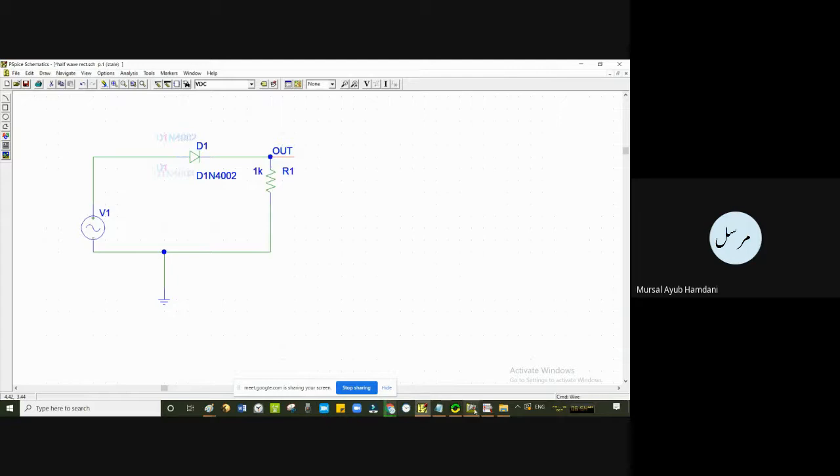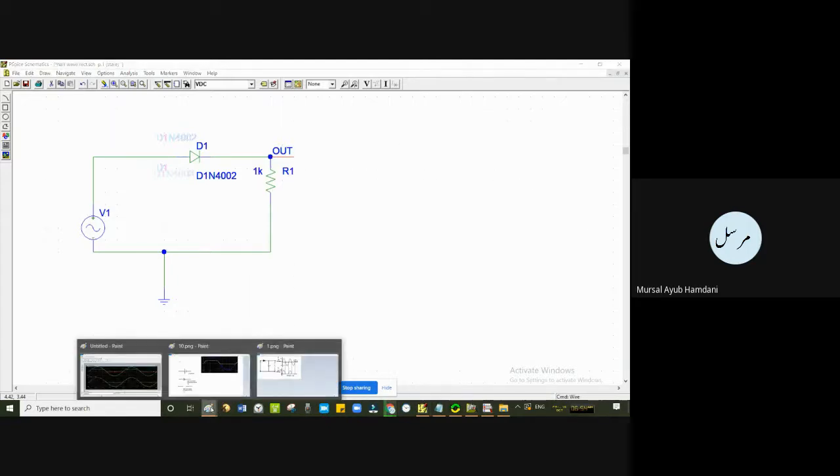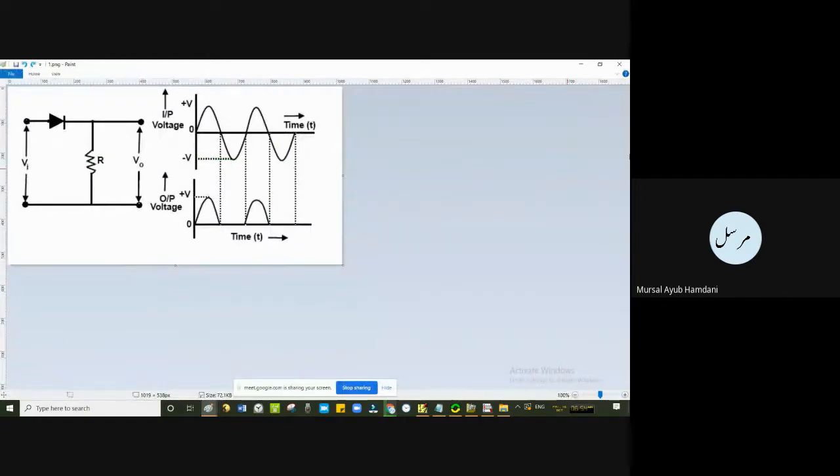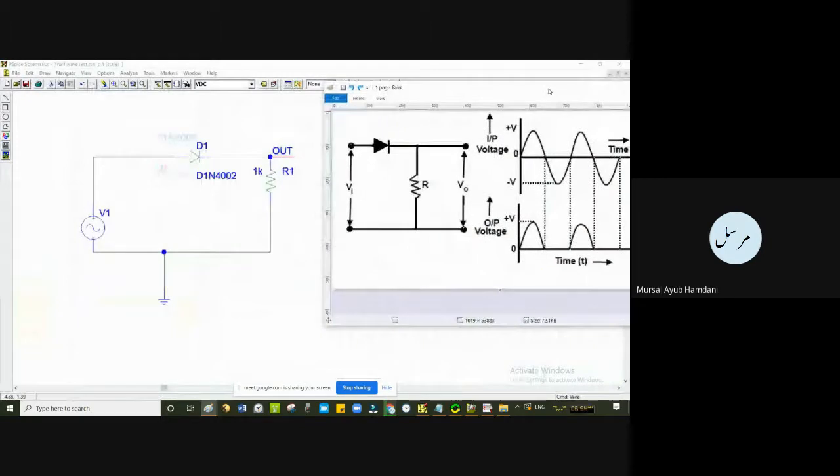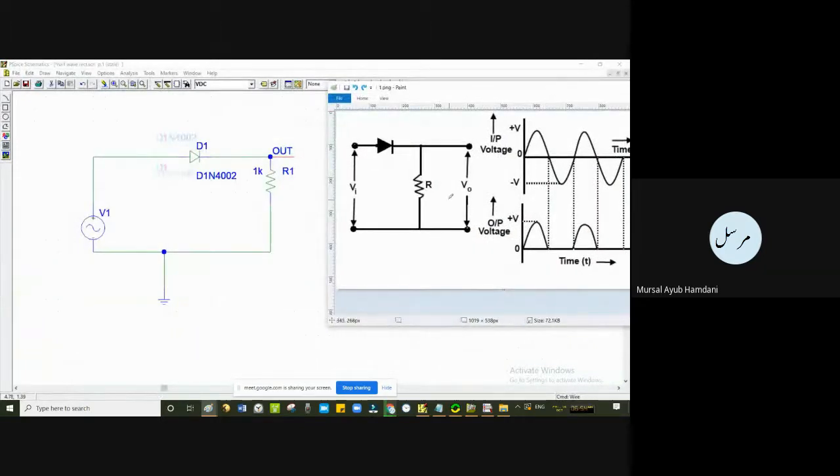So let me check whether this was like this. Yeah, we had the circuit arrangement like this. You can see, isn't it similar to this? Yeah, the resistance, diode and input sinusoid.